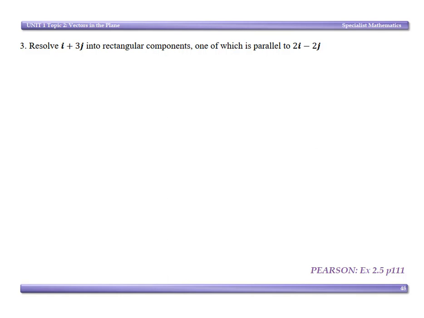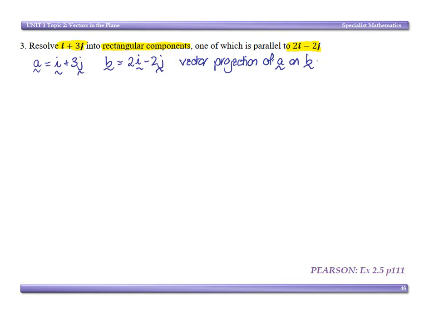Question 3. Resolve i plus 3j into rectangular components, one of which is parallel to 2i minus 2j. So I want the vector projection of A in the direction of B, where let's let vector A equal i plus 3j, B equal 2i minus 2j, and I want the vector projection of A on B. So that's the first part.